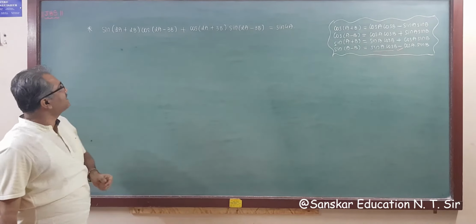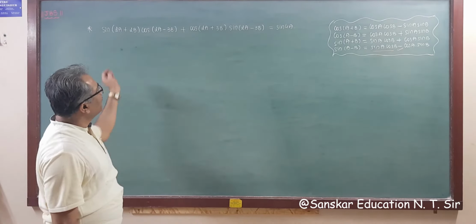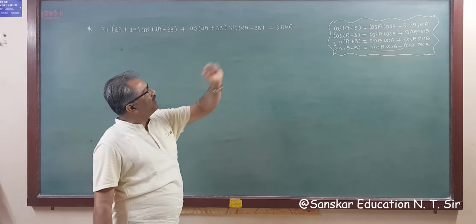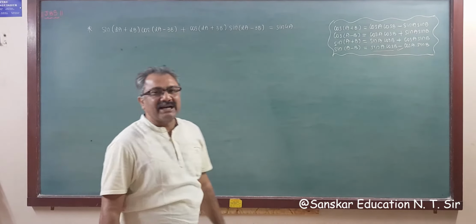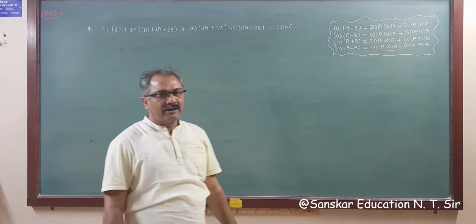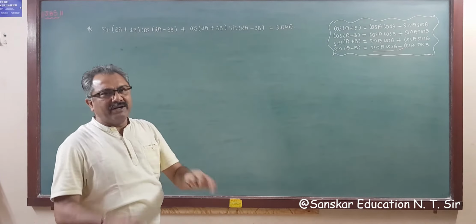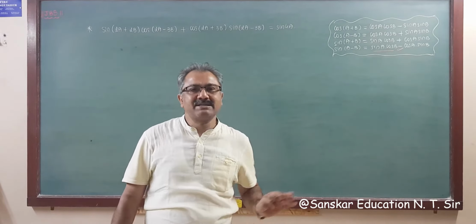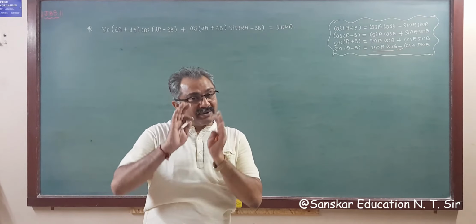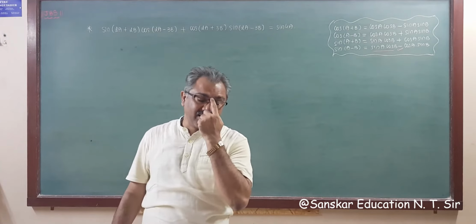The next question is sin of 2a plus 2b into cos of 2a minus 3b, plus cos of 2a plus 3b into sin of 2a minus 3b, right? And we have to prove the answer is sin 4a, right? So trigonometry totally depends on formulas. So you have to memorize the formulas, but how to memorize them? With understanding, not by rote learning, right?